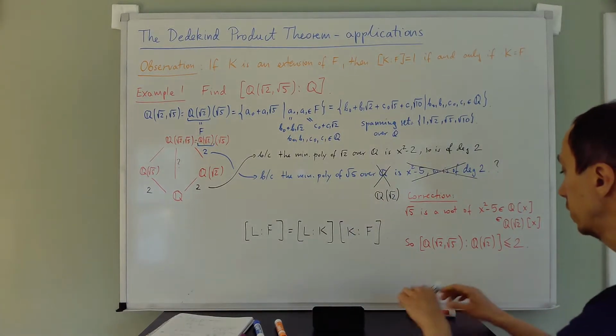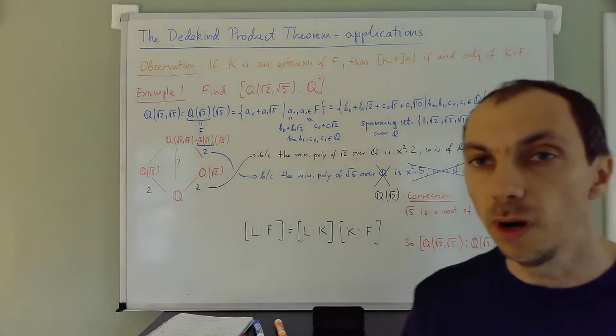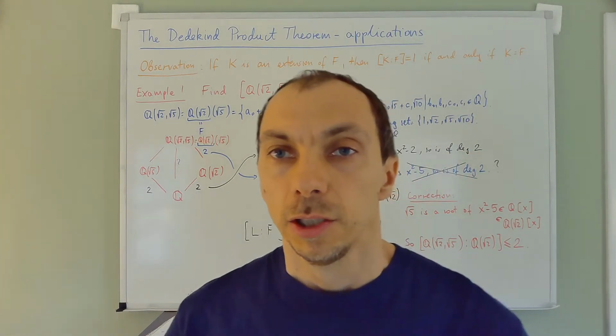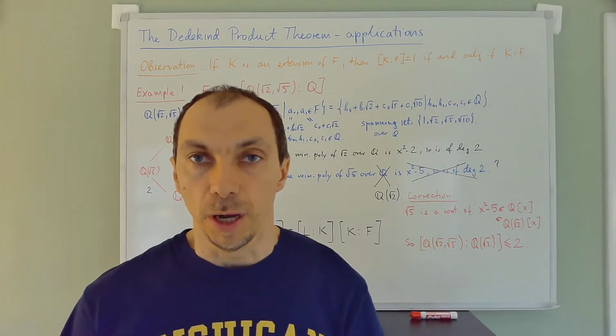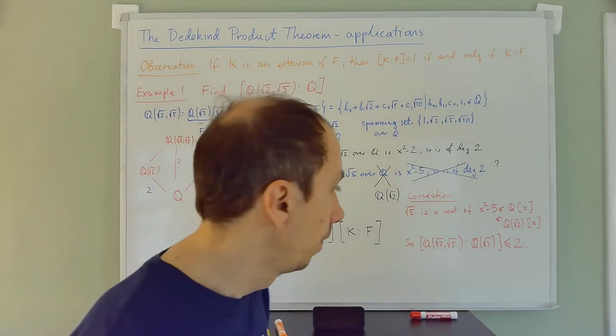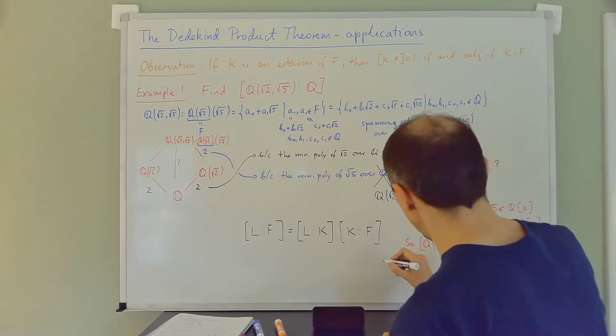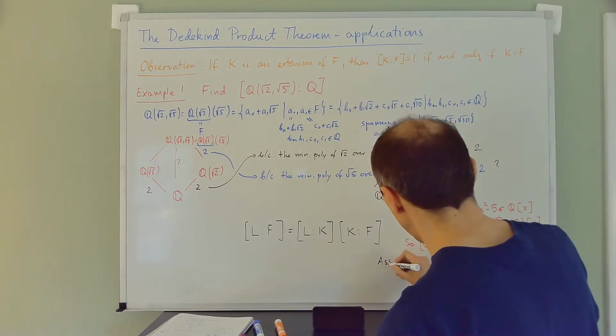But if it's at most 2, what can it be? It can only be 1 or 2. The dimensions of a vector space can only be positive integers, so it's either 1 or 2. So assume it's actually 1.